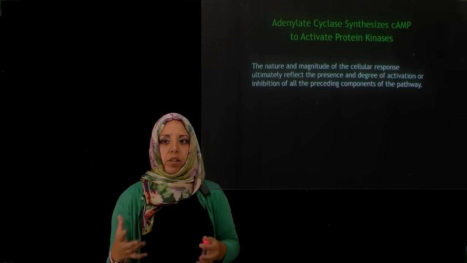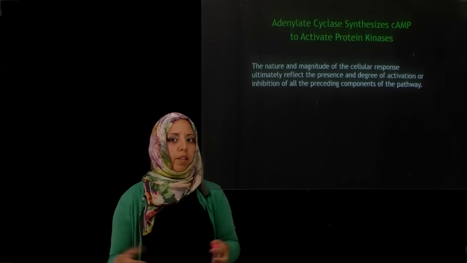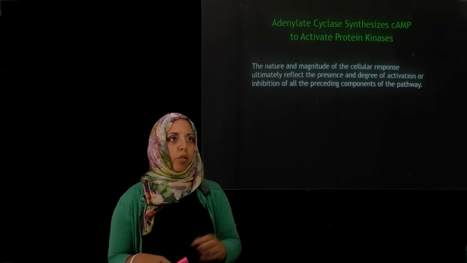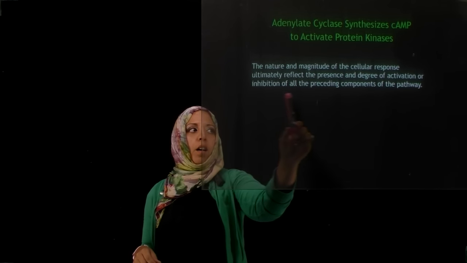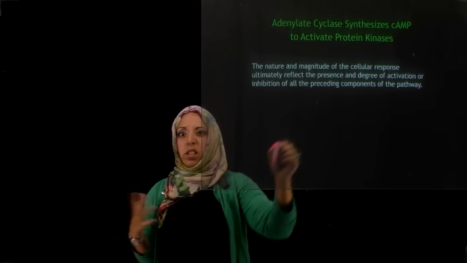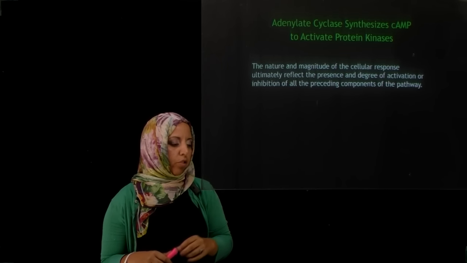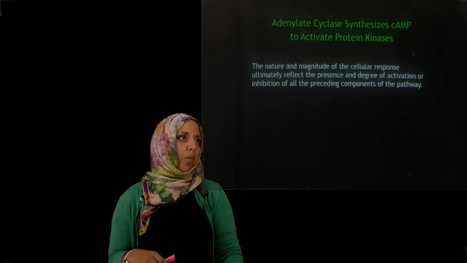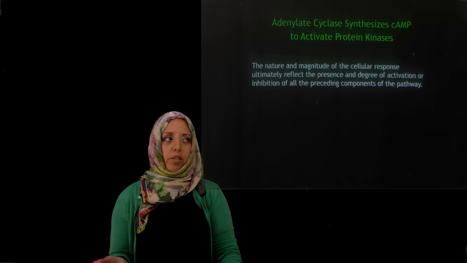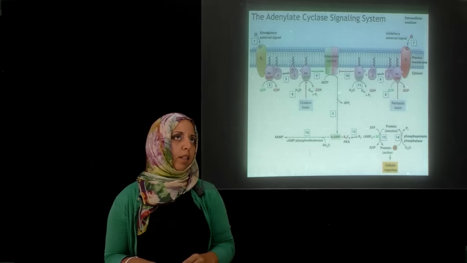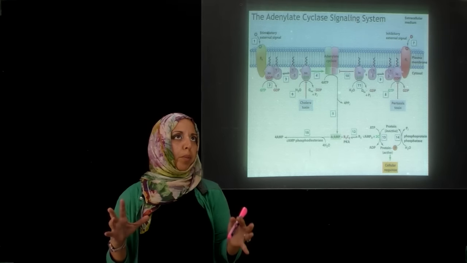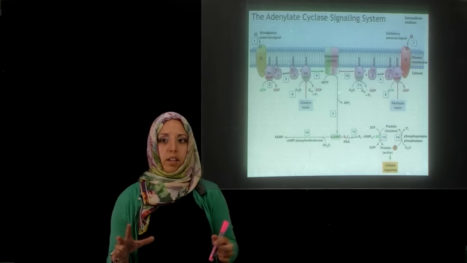So how is the magnitude of a specific signal that is generated controlled? It's controlled by activation and deactivation by different inhibition pathways, and by phosphodiesterases, and we'll take an example at some point. But here's the full picture of the adenylate cyclase signaling system.